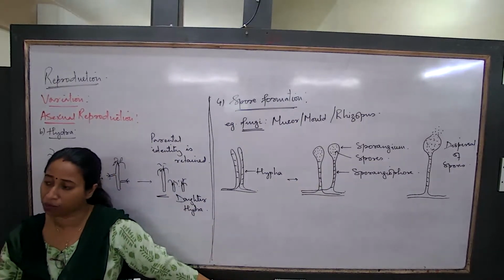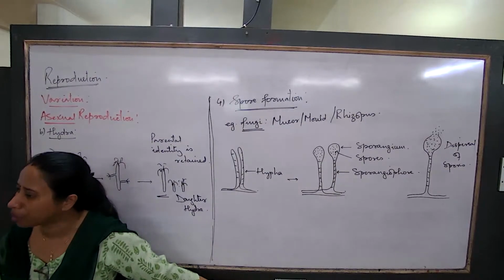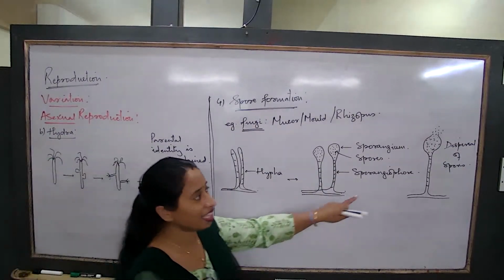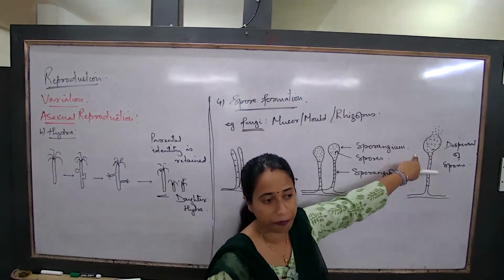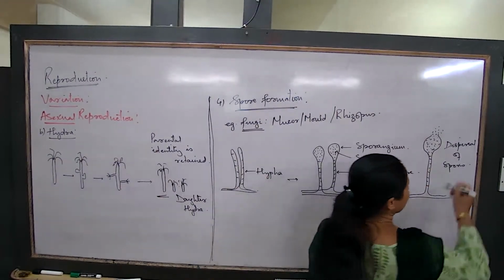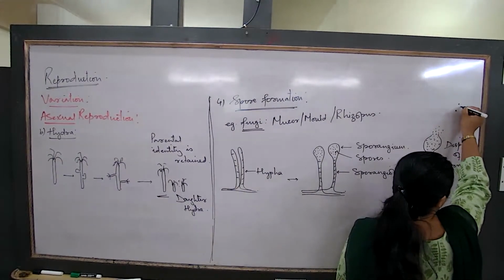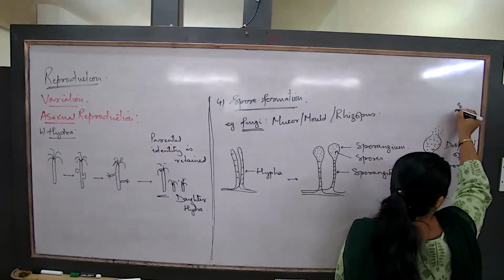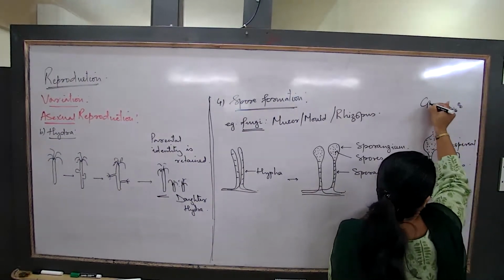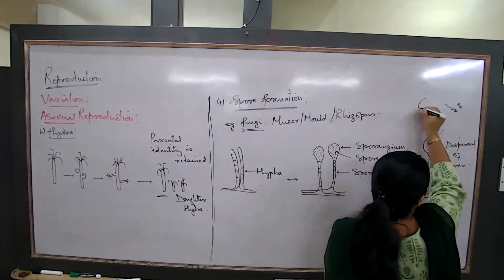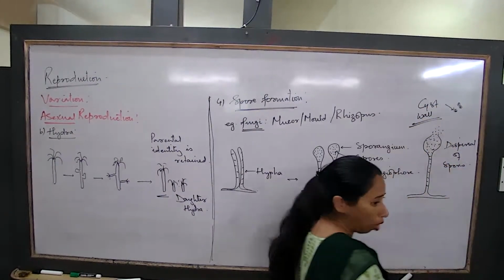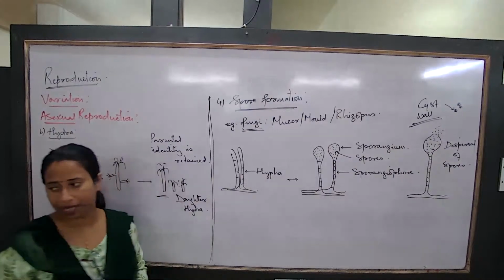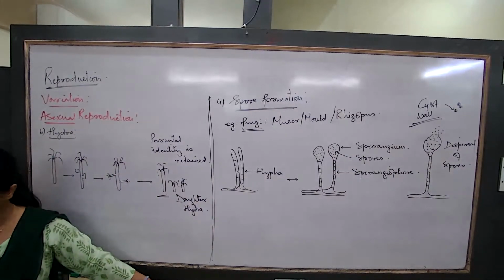Again, I'm talking about a concept similar to multiple fission. Provided they get favorable conditions, they will grow in large numbers. If they don't get favorable conditions, they may remain dormant for a long period with the help of a cyst wall. In the case of fungus, that is very, very common. These small spores survive with the help of a cyst wall.